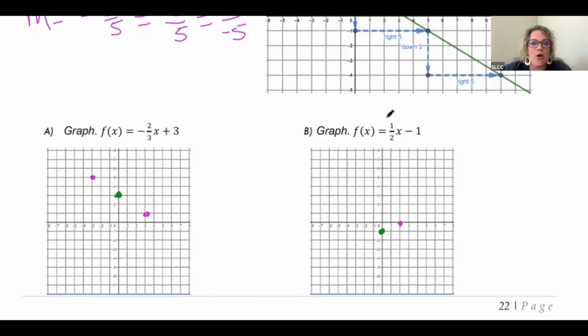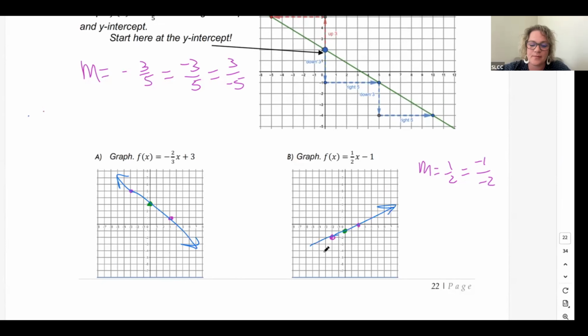You could also make both of them backwards. So a negative over a negative is positive. The slope could be 1/2, or it could be -1 over -2. So down 1 to the left 2. Notice that's still forming your line. And then you just connect the dots, and there's the graph of your line.